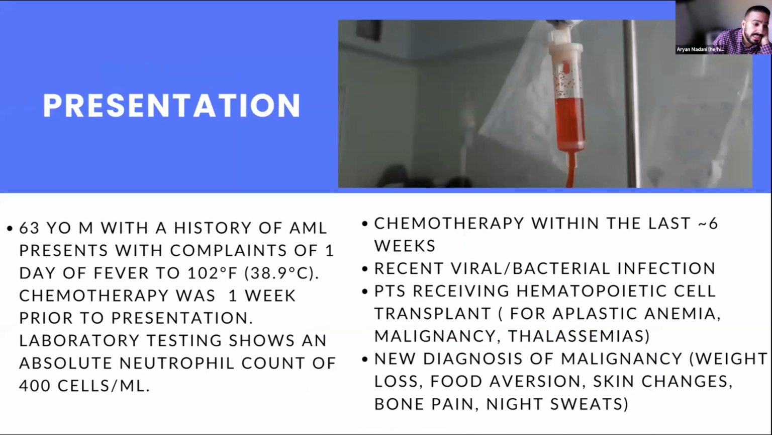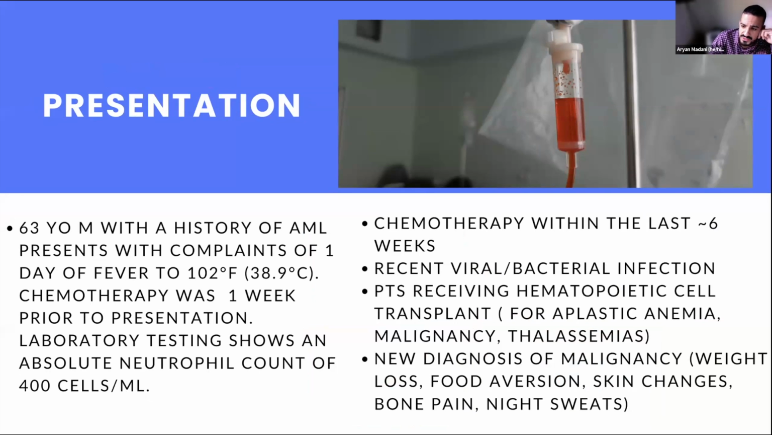How do these patients present, and what should we watch out for? A good example would be a 63-year-old male with a history of AML who presents with complaints of a day of fever to 102. And we hear about chemotherapy that was started 1 week prior to the presentation, and then obviously laboratory findings that show a decrease in the absolute neutrophil count.